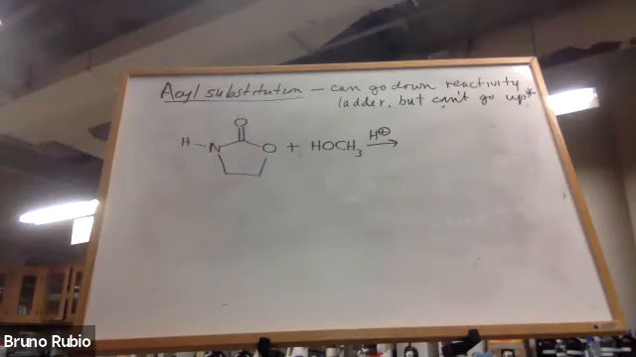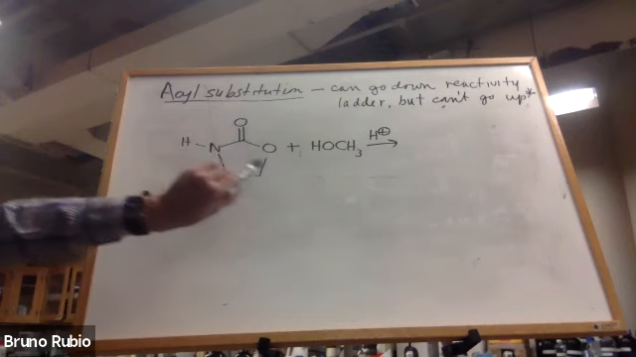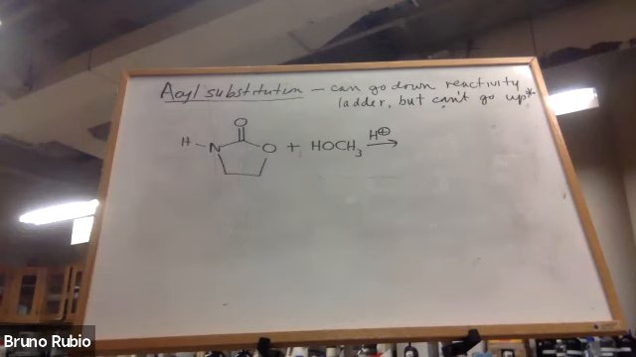Okay, so what we're seeing here is an application of our acyl substitution reactivity ladder. This carbonyl is acyl on the left and acyl on the right. The question is, what is going to break off? Is that nitrogen atom going to break off, or is this oxygen atom going to break off? Draw the structure of the product.